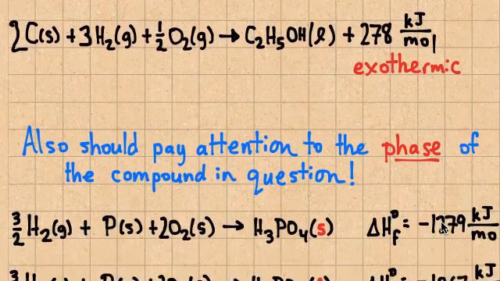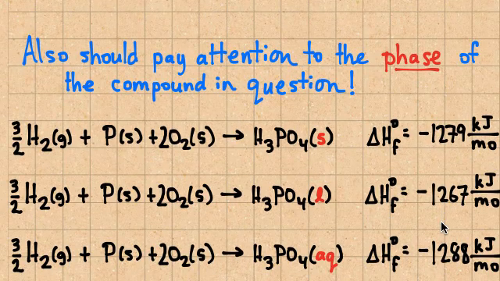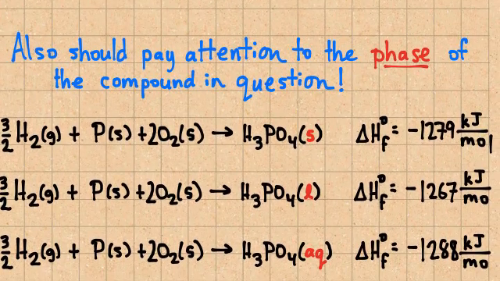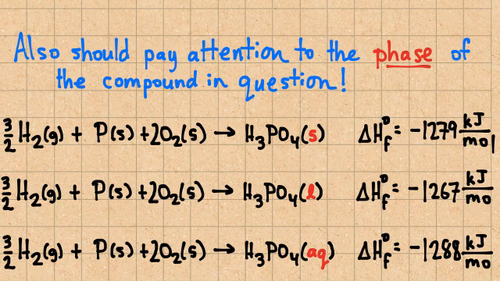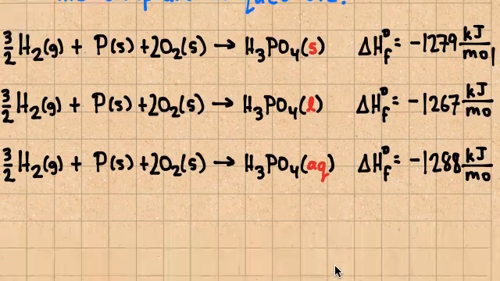Also, the phase is very important. Don't forget about solid, liquid, gas, aqueous. So if I'm looking up H3PO4, for example, sorry, my mol got cut off, kilojoules per mole, I'm looking up phosphoric acid solid, phosphoric acid liquid. There's no difference in any of these equations except for the solid, liquid, or aqueous. In the phosphoric acid example, the numbers change slightly. In other examples, there's a huge difference between solid or liquid and gas or aqueous. So make sure you pay attention to the phase.